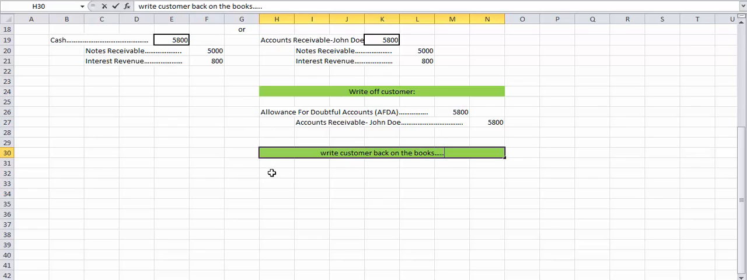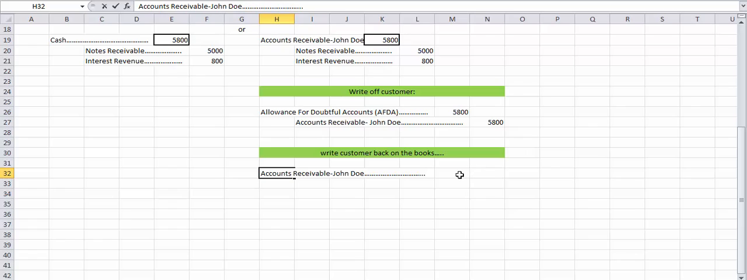So first thing we're going to do is reverse the write-off as if it never happened. So you're going to debit the accounts receivable, John Doe, for the 5,800, and you're going to credit the AFDA. I'll use the abbreviation this time. So by doing this entry, we completely reverse the write-off as if it never happened.